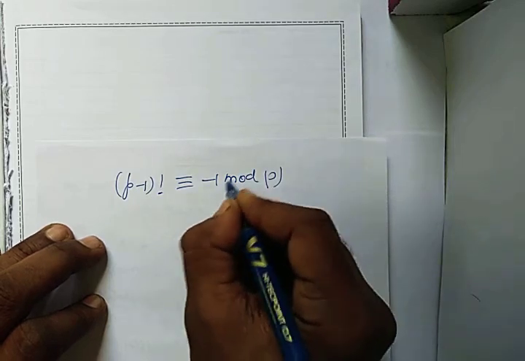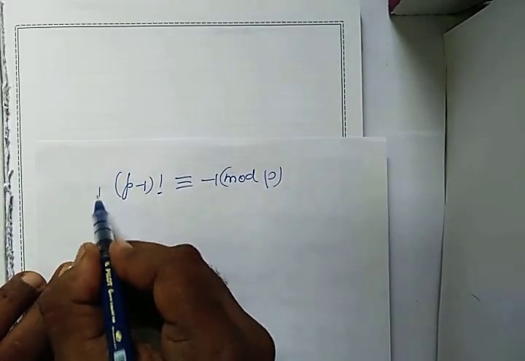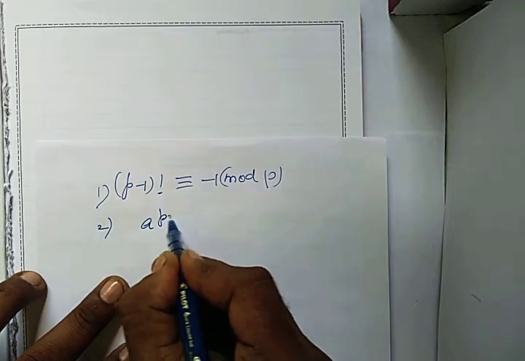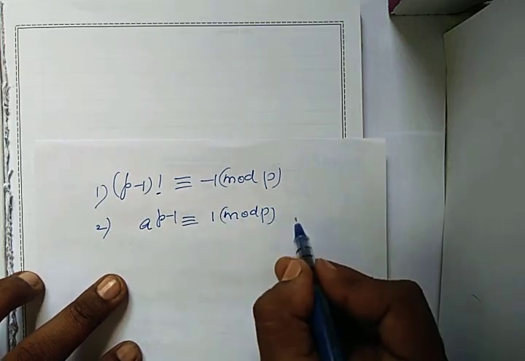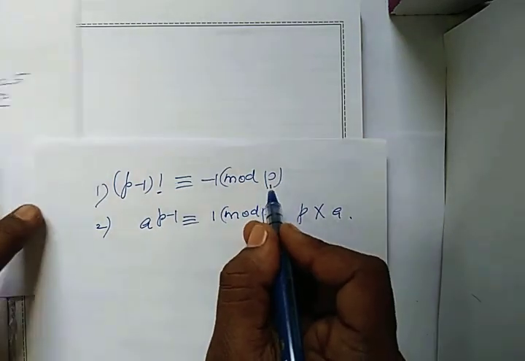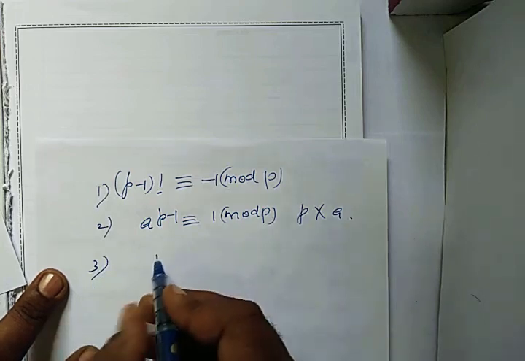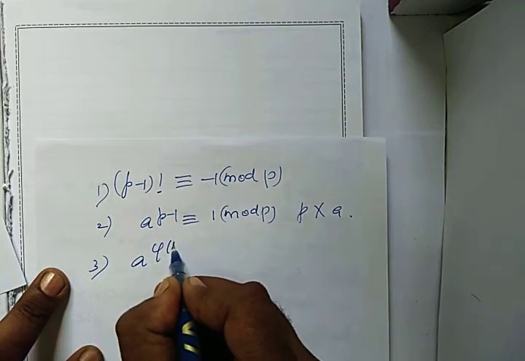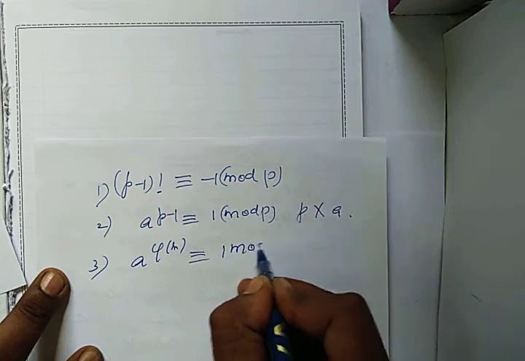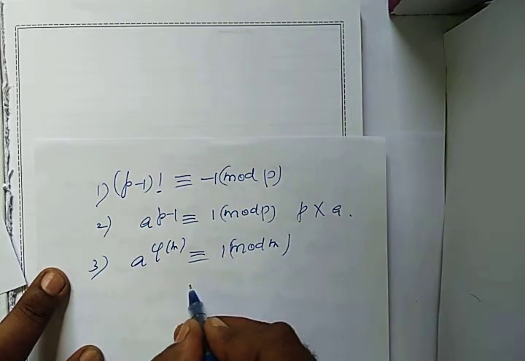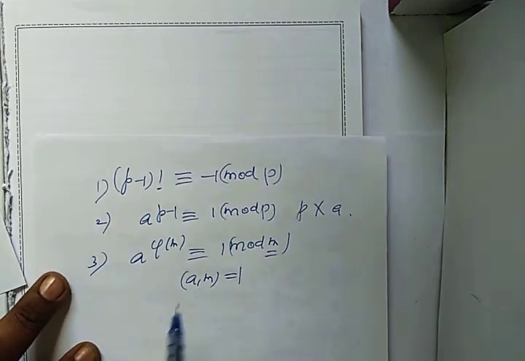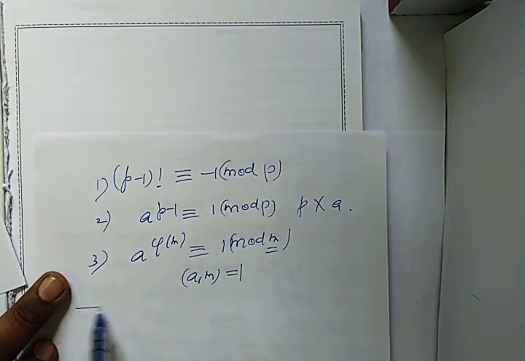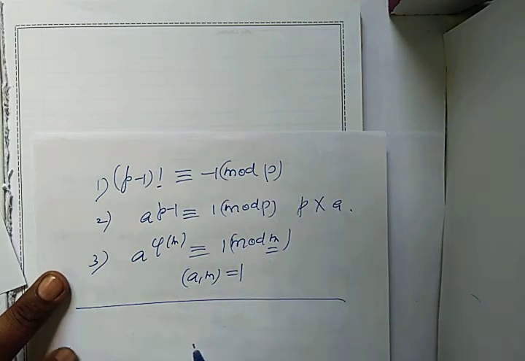mod p. And what is Fermat's theorem? A to the power p minus 1 is congruent to 1 mod p, where p doesn't divide a. Here p is a prime number. What is Euler's theorem? A to the power phi of m is congruent to 1 mod m. Here a is relatively prime to m and m is a positive integer. So we have seen these 3 results with the proof and a few problems to find the remainder.